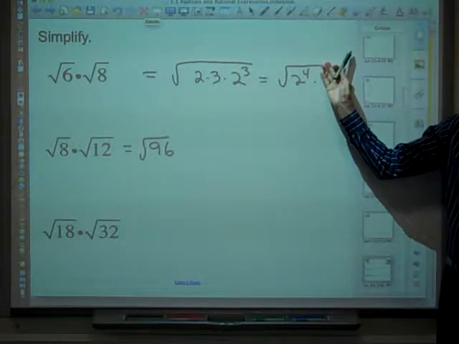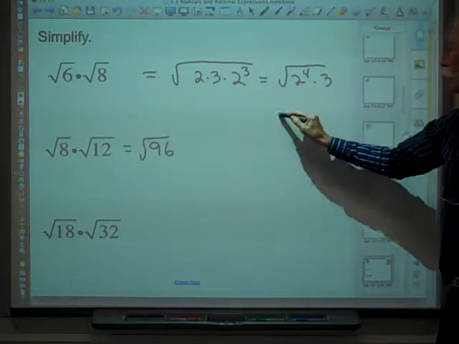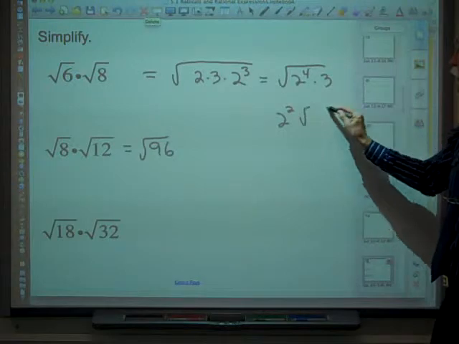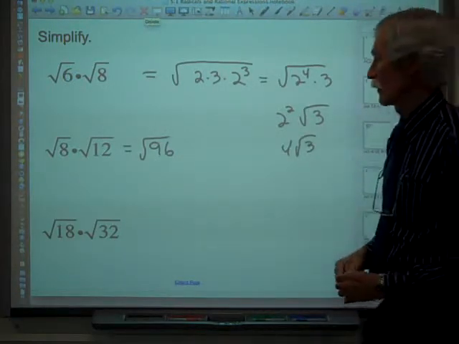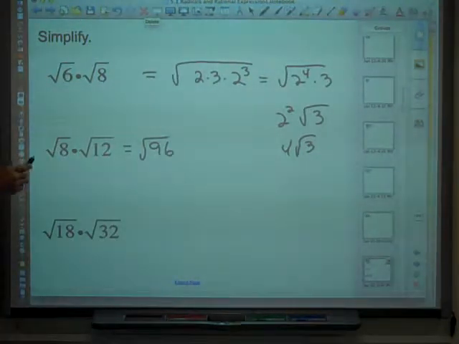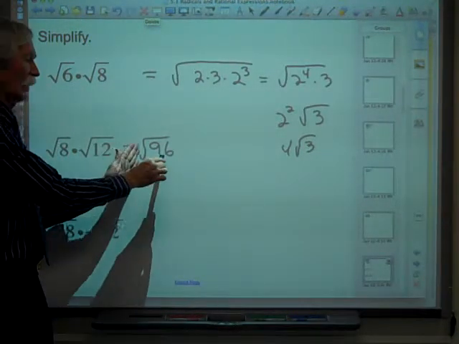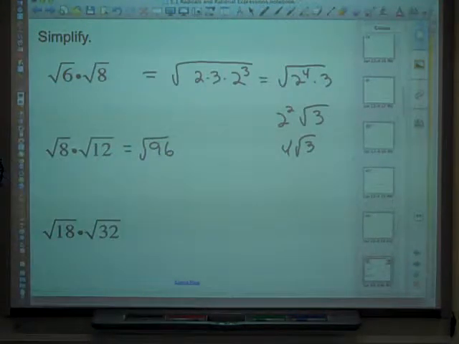What do we do with a square root? It's a half power. What's half of 4? 2 to the 2, which is 4 root 3. So you can turn these into prime factorizations right from the start. But I think doing the 96 and going up is probably the safest thing.